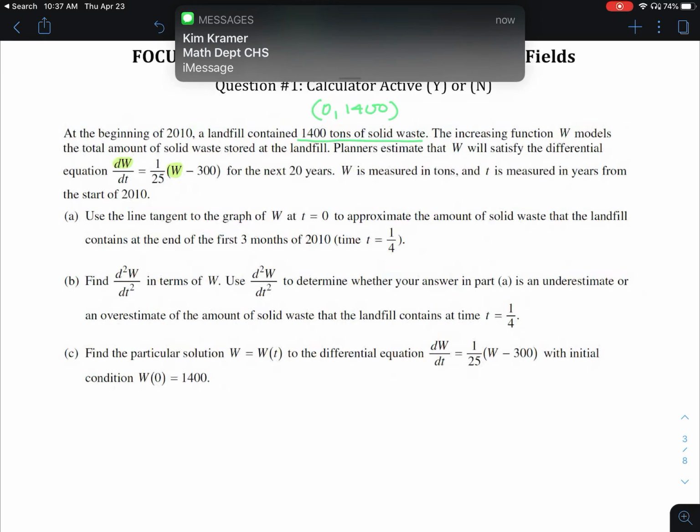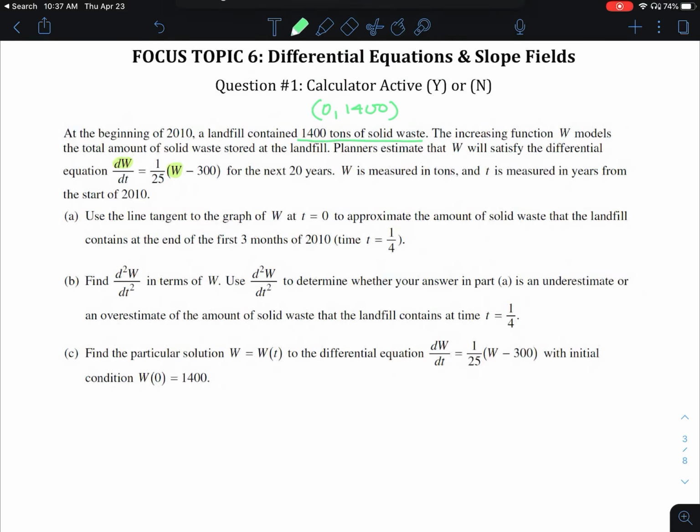All right, so part A says, use the tangent line of the graph of W at t equals 0. We have that initial point. What we need to find is dW/dt at t equals 0, and this is where you're actually going to use that initial 1400 to figure out what that is. Finding the second derivative, make sure that when you take the derivative, after you take the derivative of W, there's a dW/dt, and then you substitute in.